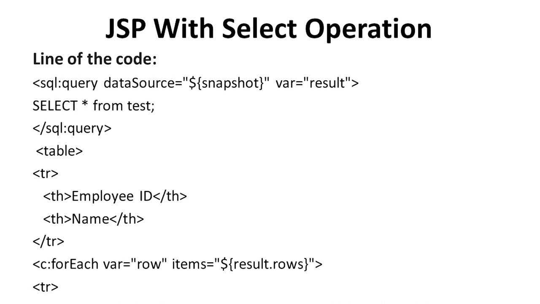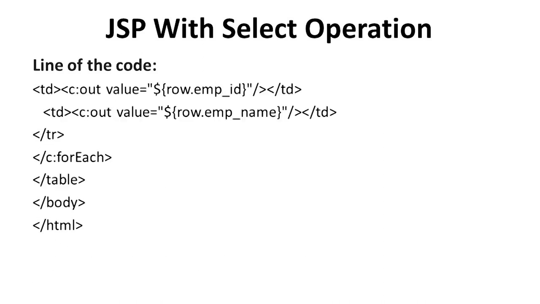And in the next line, we use the table tag. In the next line, we use the tr tag, then th, table head, employee id, we close the table head tag. Then in the next line, we use the table head tag. In this, we use name, we close the table head, we also close the table row tag. In the next line, we use c:forEach var equal to row, items equal to ${result.rows}, and we close the table row tag. Next line, we use the td tag.